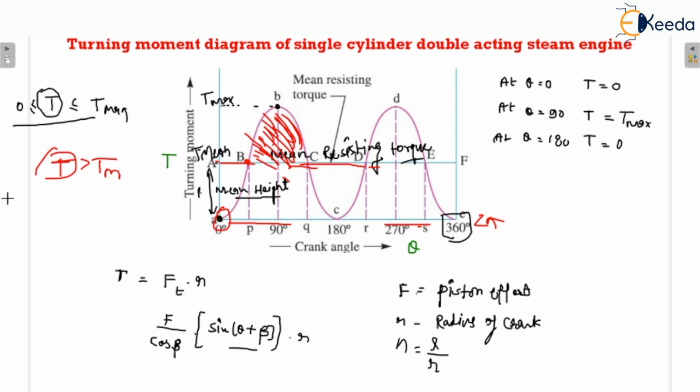And if the torque of the engine is less than the mean torque, that means the crank is going to be in retardation, the crank is retarded, and the work is done on the system. Okay, you can see here that graphically it represents this area. Okay, so I hope you understand. This was about the single cylinder double acting steam engine. Okay, thank you.